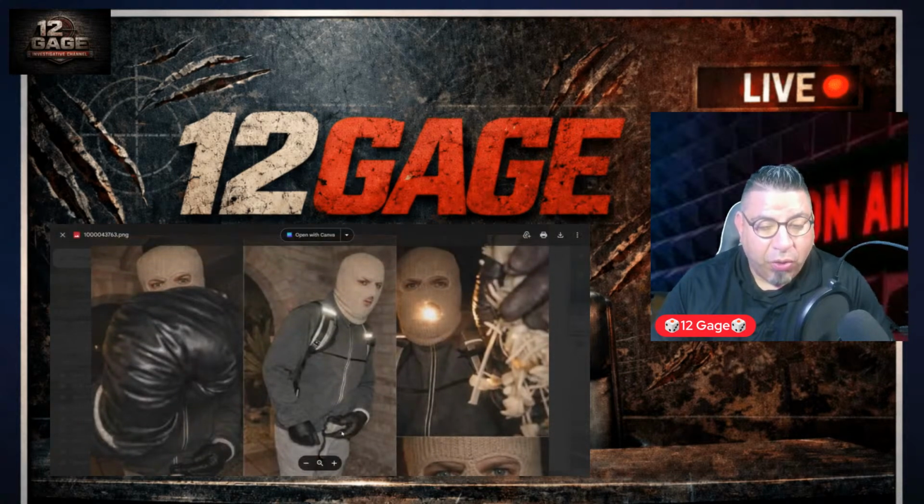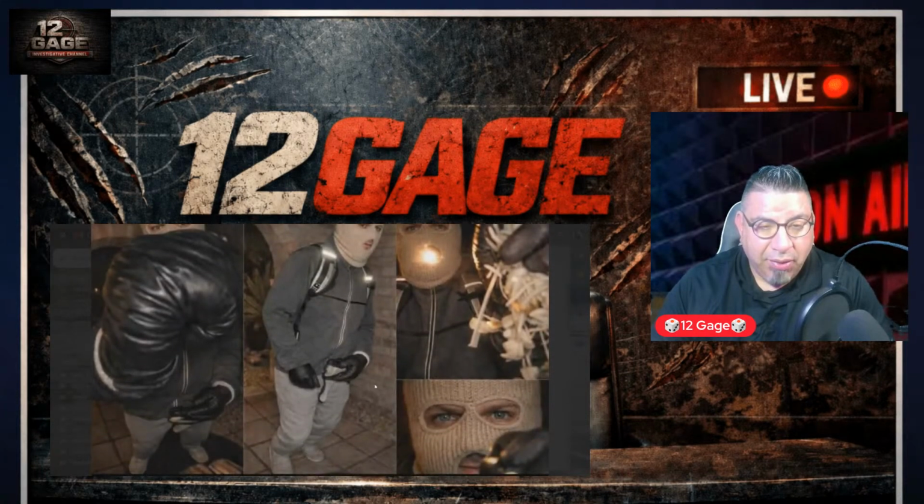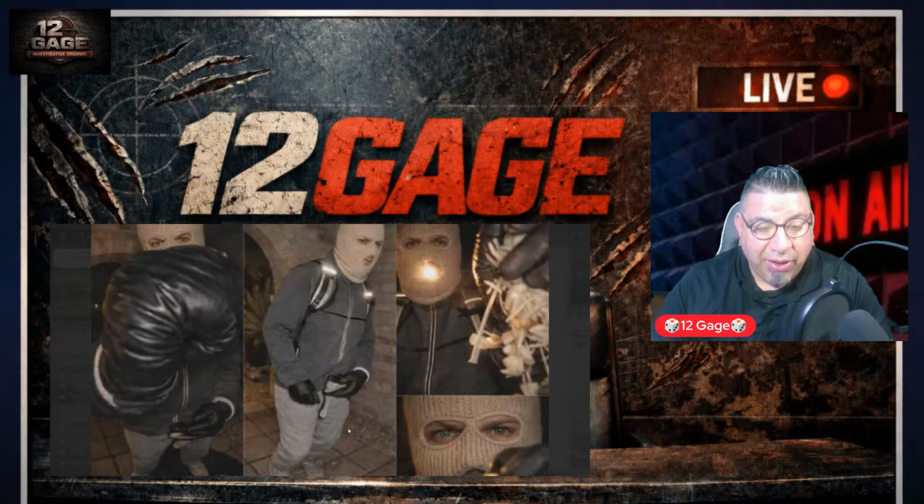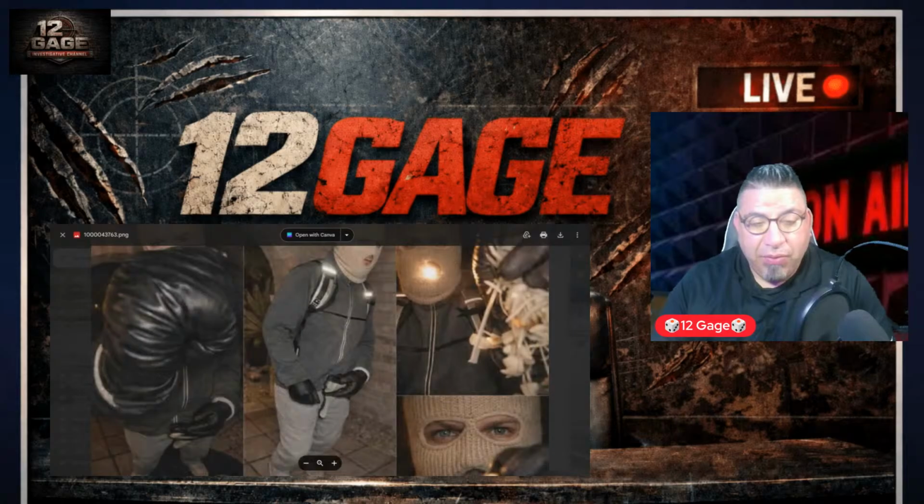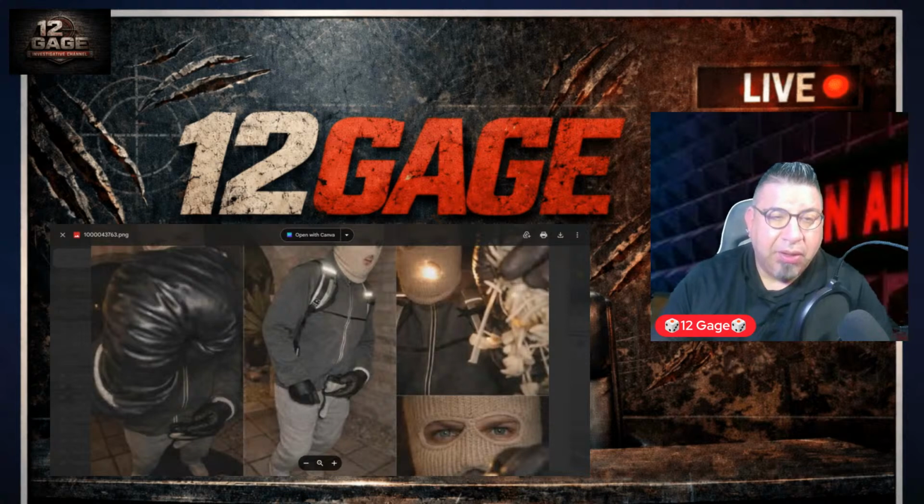But look at how they're holding the gun. That just intrigues the hell out of me. Why would you put the pistol right there? Unless you didn't want anybody to see the gun on your hip. Yeah, I did see that. Knew somebody in their family.